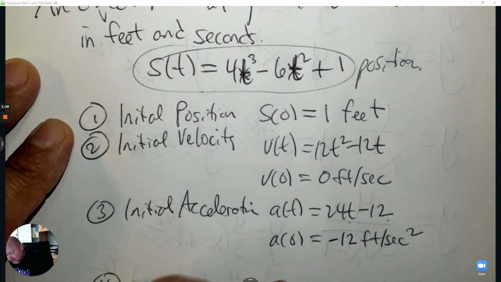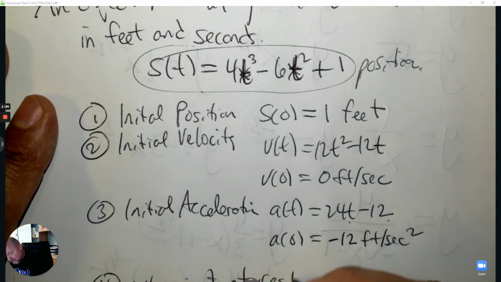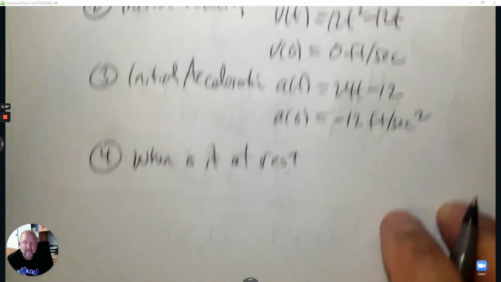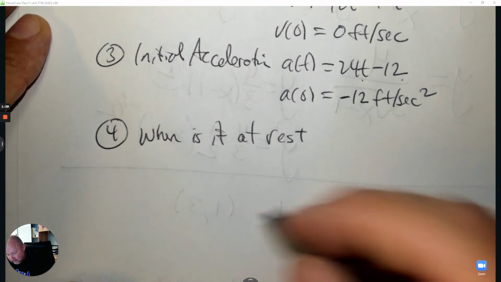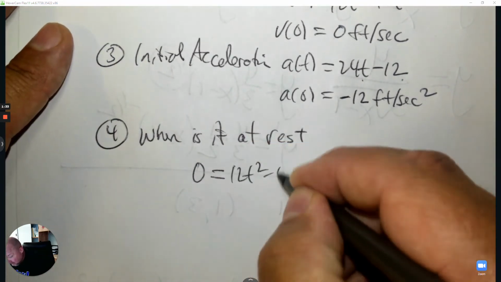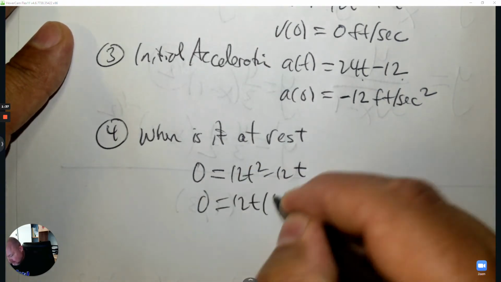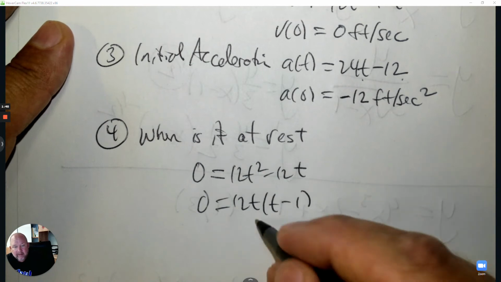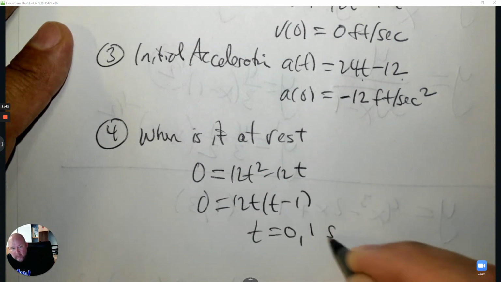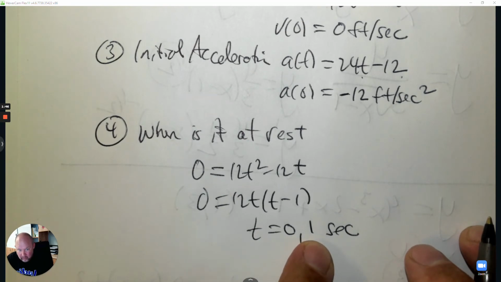If I said, when is the object at rest? It's at rest when the velocity is 0. So you would take the velocity equation and make it equal to 0, and you would solve it. So to solve this, I would factor it. And then the two answers here are 0 and 1 second. So it's at rest at 0, and it's at rest at 1.